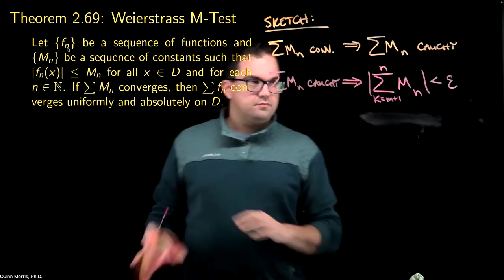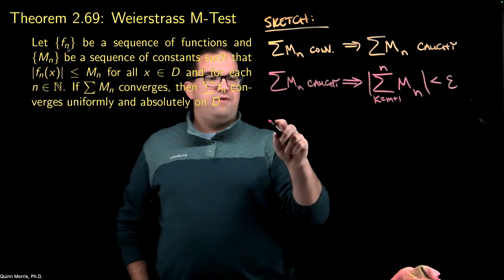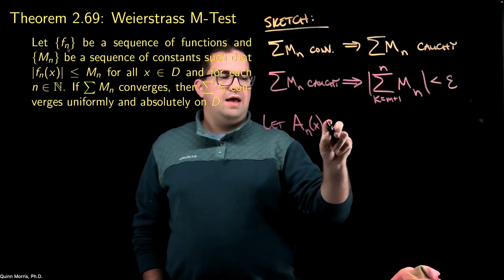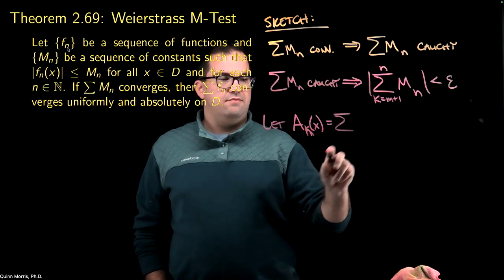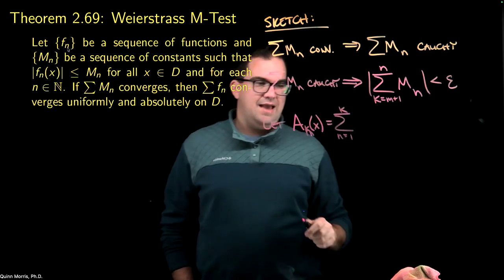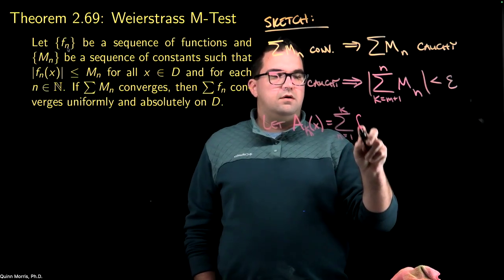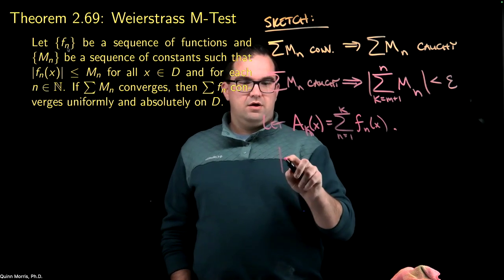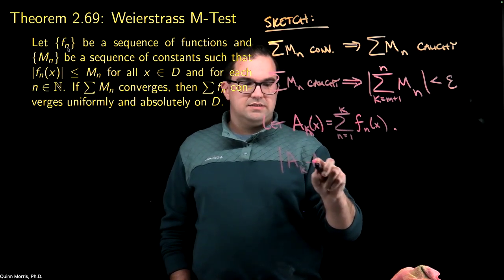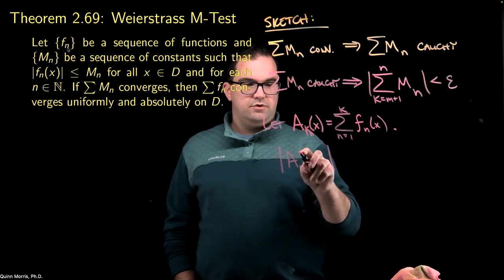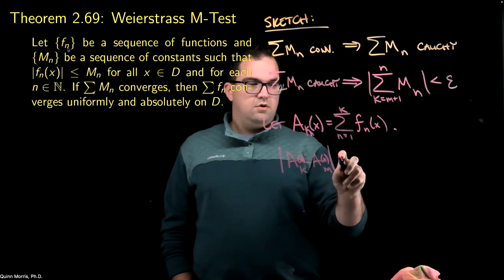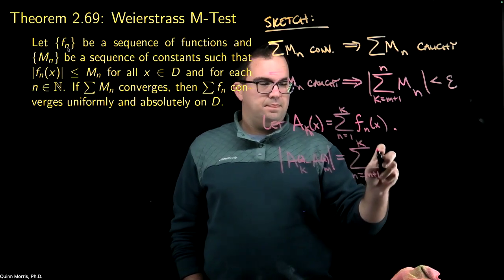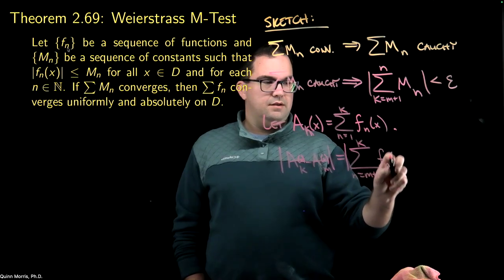Okay. So then what I note is that if I let a sub k of x be the sum n equals 1 to k of f sub n of x, so I'm just defining the kth partial sum of this, then if I look at a sub k minus a sub m in absolute values, of x, by definition this is the absolute value of the sum n equals m plus 1 up to k of f sub n of x.